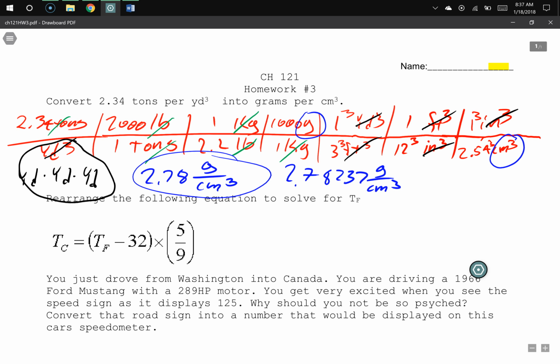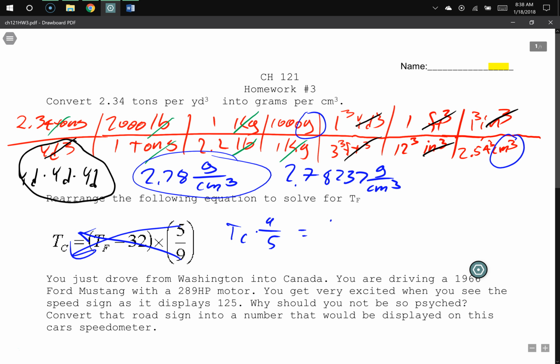Okay, so we want to rearrange this guy to solve for temperature final, so the 9 goes up on the other side, the 5 goes down on the other side, so we end up with temperature times 9 divided by 5, and that equals temperature final minus 32, so I'll add 32 to both sides. So I end up with temperature final is equal to temperature Celsius times 9 divided by 5 plus 32.